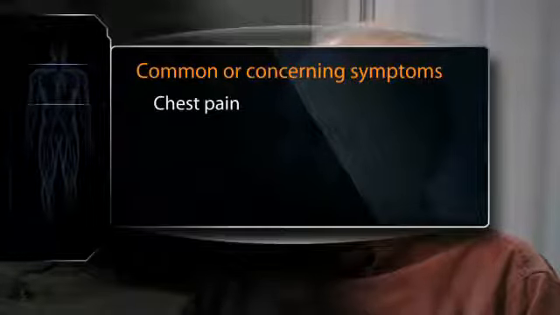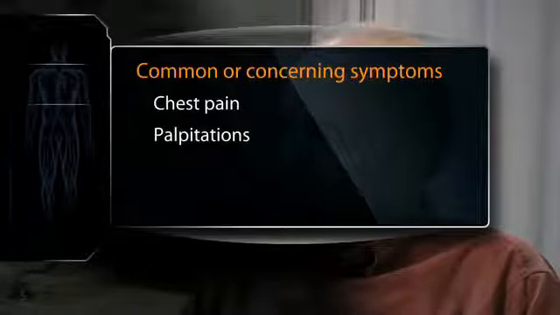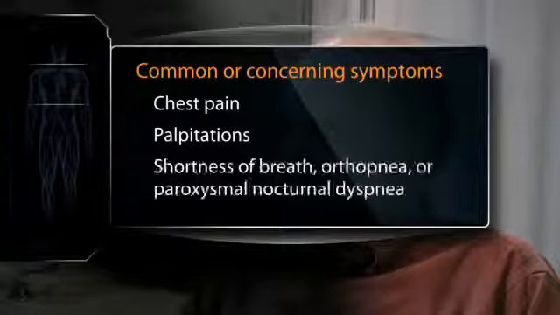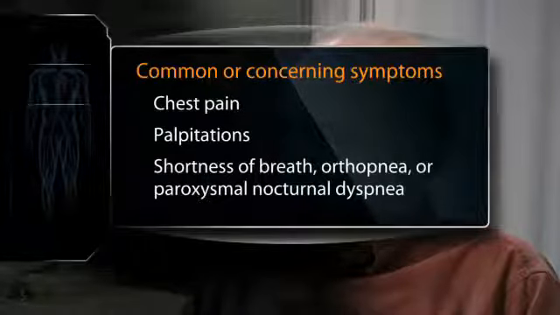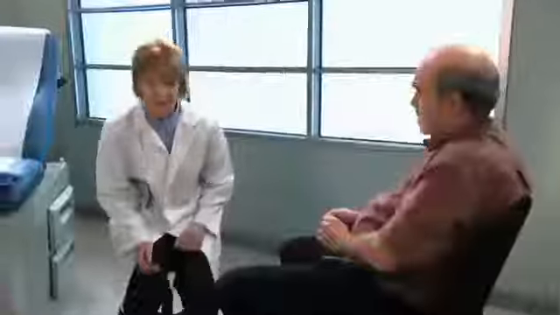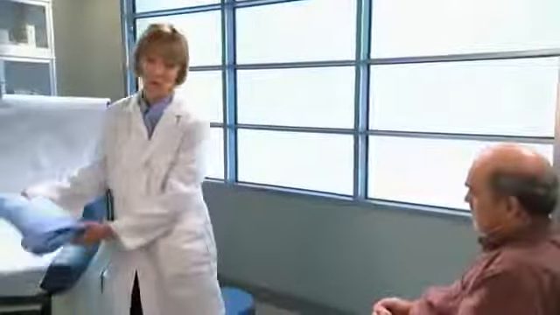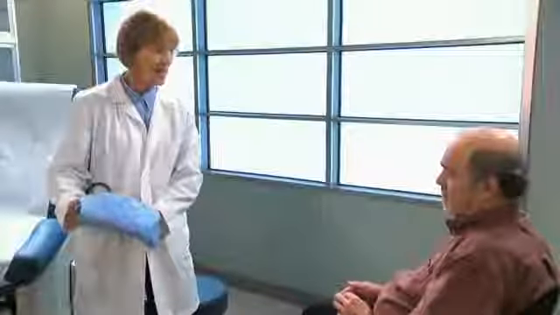So, tell me your special concerns today. Common or concerning symptoms relating to neck vessels and the heart include chest pain, palpitations, and shortness of breath, orthopnea, or paroxysmal nocturnal dyspnea. Eliciting the patient's concerns before the examination prepares you for an examination that is focused, efficient, and productive. So, what I'd like you to do now is put on this gown so it opens to the back, and then I'll be back shortly.